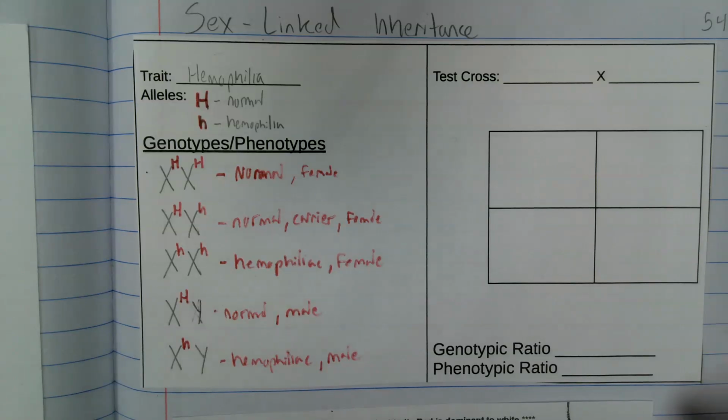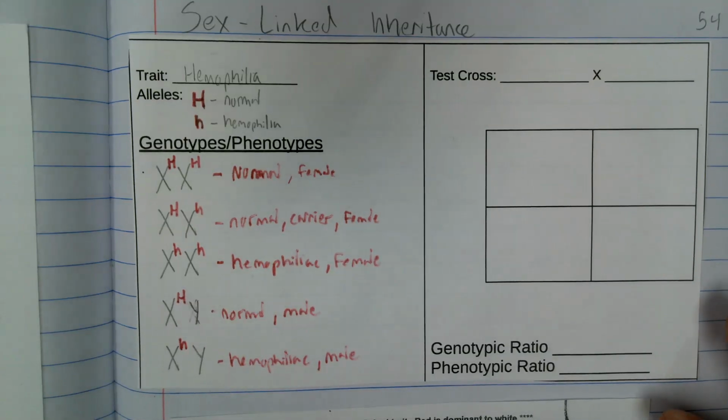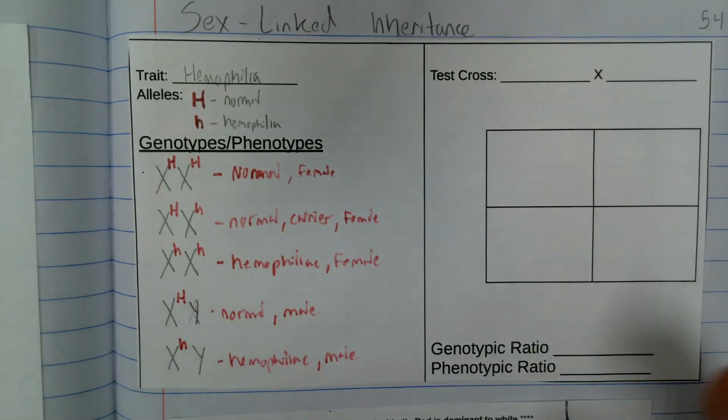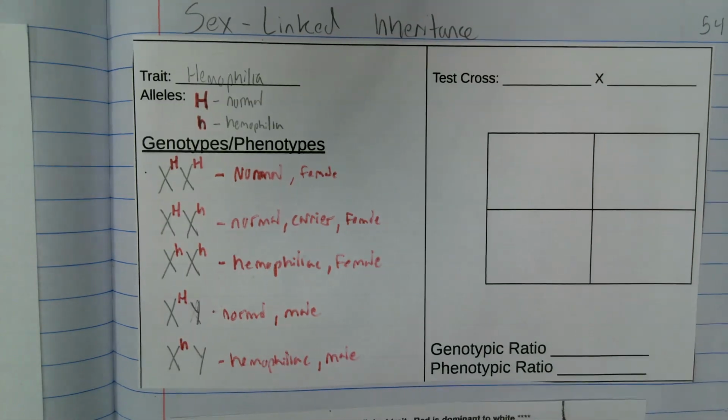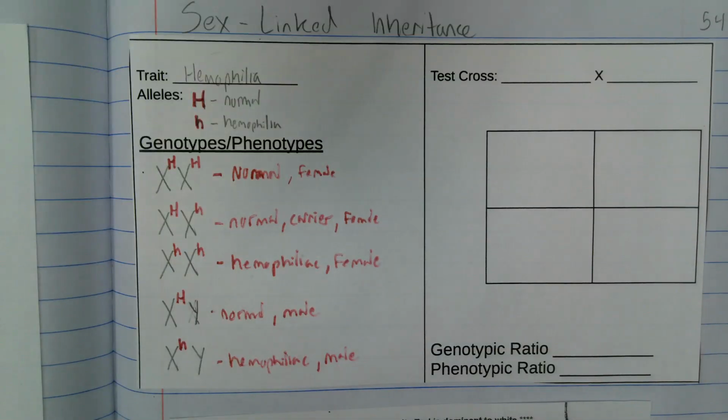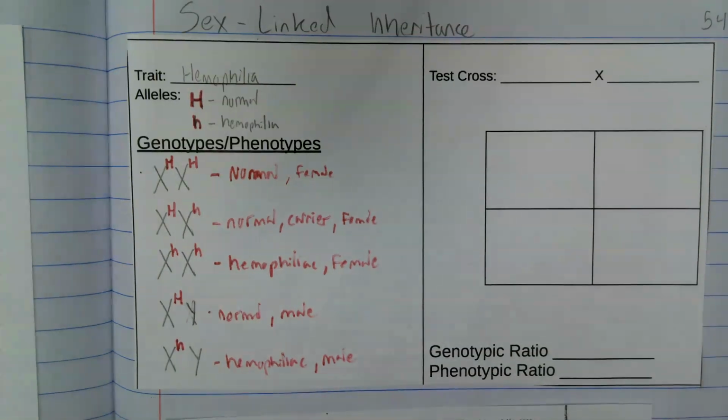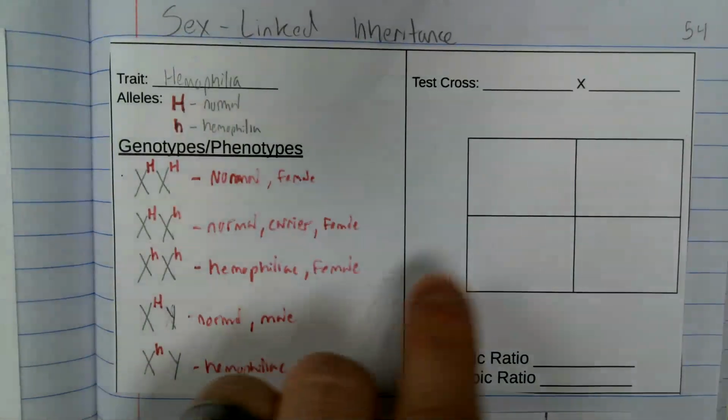Now with humans, 2 really common sex-linked or X-linked recessive ones are going to be hemophilia and color blindness. So if you see human X-linked recessive traits on a test, it's probably going to be one of those 2. Now animals can have a few other ones. There's a lot of studies with flies and so forth, but anyway, let's do a test cross.